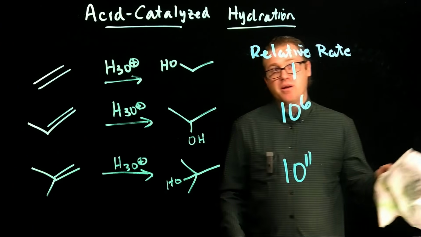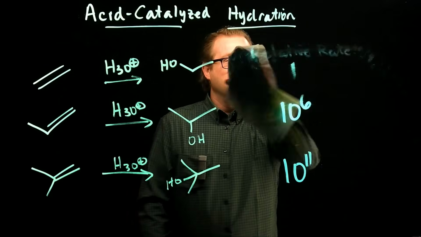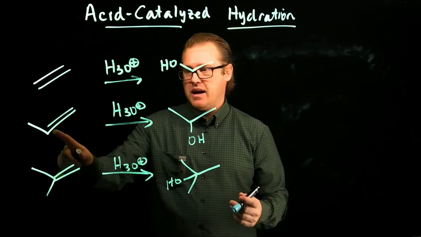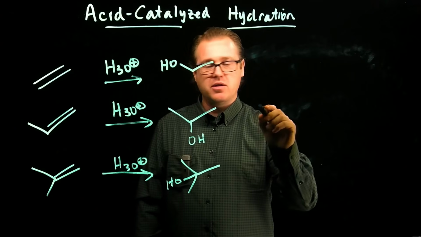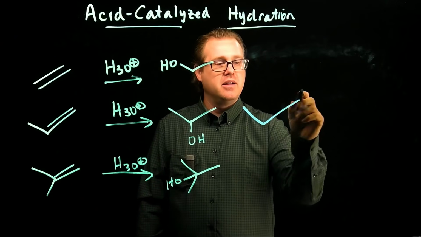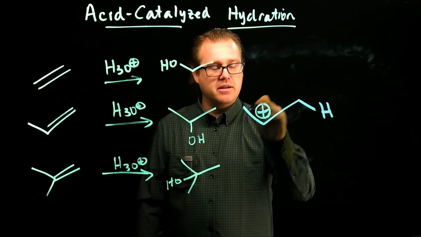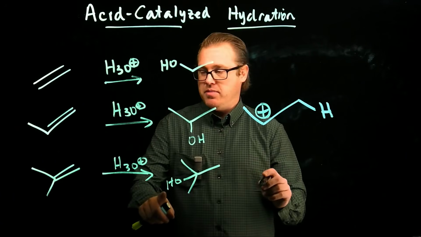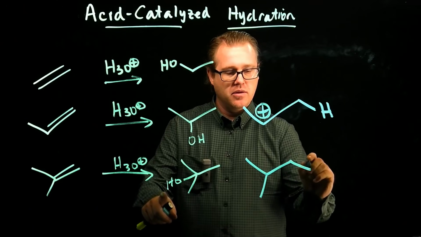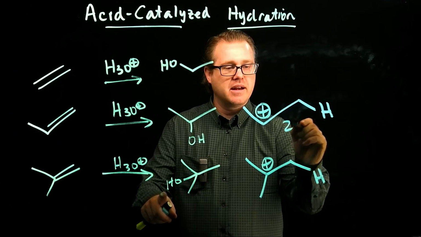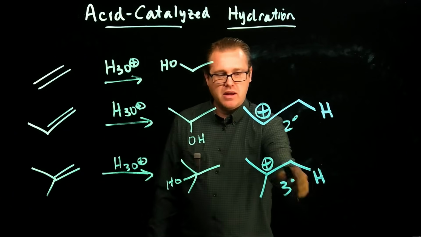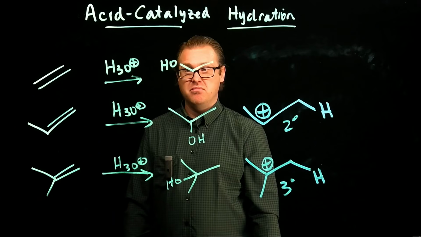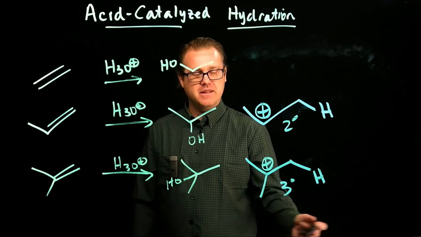Well, it all comes down to carbocation stability, right? Look at this. When we have this guy, what does Markovnikov's rule say the first intermediate is going to be? The hydrogen's going to add there to generate a secondary carbocation. But when you compare this guy right here, you have a secondary versus a tertiary. So that tertiary carbocation is way more stable, so the reaction is going to go a whole lot faster. That's basically what it boils down to. Isn't that cool?